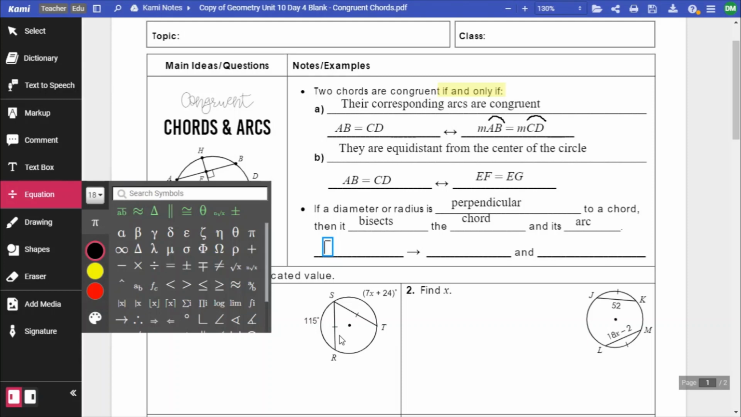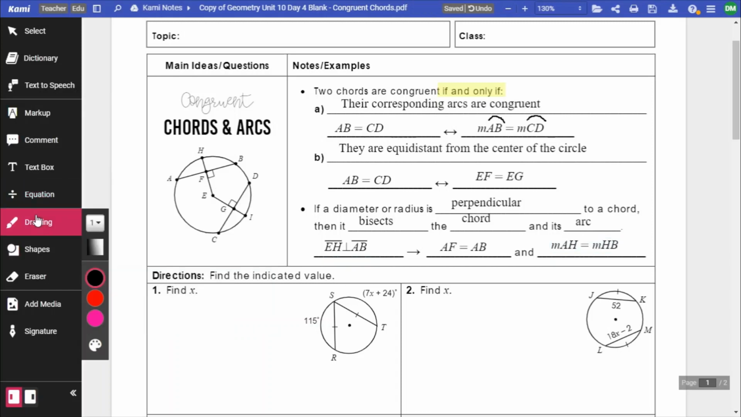So we can say that if segment EH is perpendicular to AB, then that implies that the distances AF is equal to FB, and it also implies that the measure of arc AH is equal to the measure of arc HB. So let's look at that one more time here.